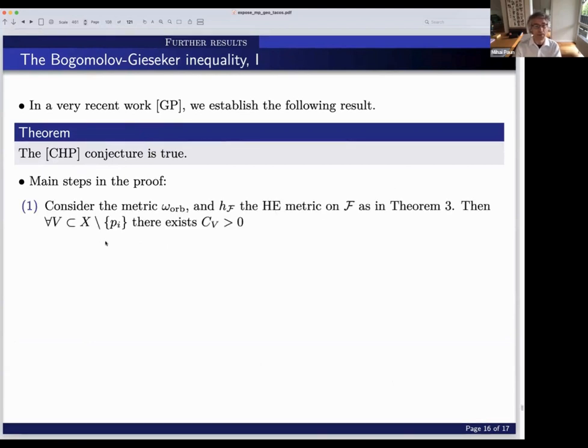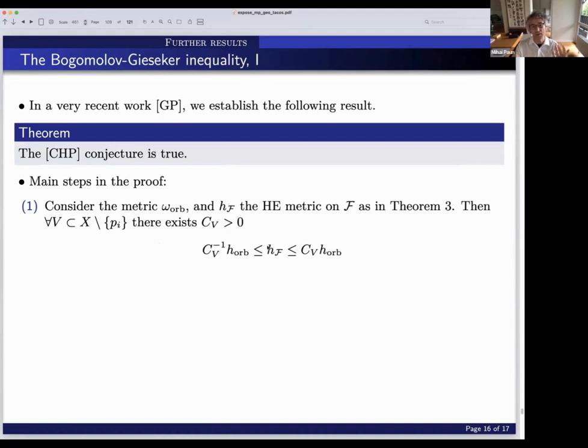So the main steps in the proof are as follows. Consider this metric ω_orbifold, and then h_F is the metric given to us by Theorem 3. The first thing is to say that actually this h_F is quasi-isometric to, let's say, h_orb. So you see, we control this metric h_F in the complement of X minus Ω, but then in Ω minus W, this part of the complex space comes into the picture, and we don't know much about this one there.